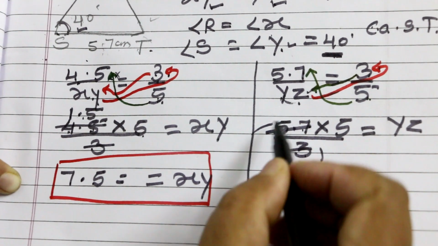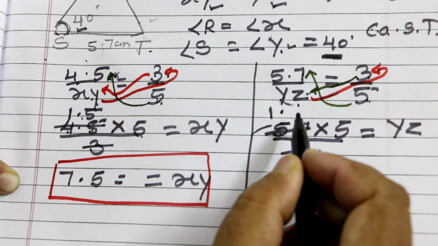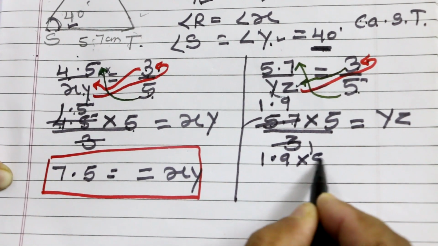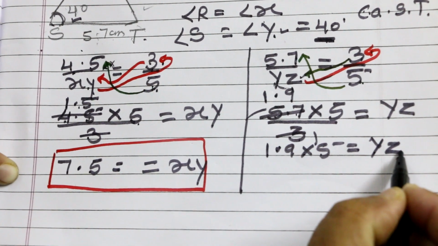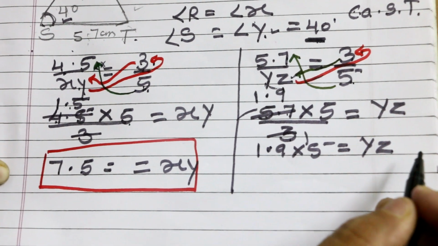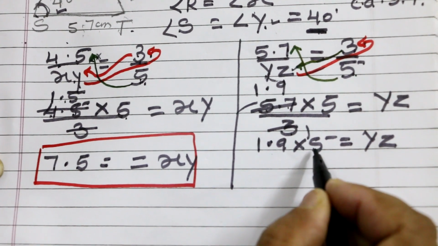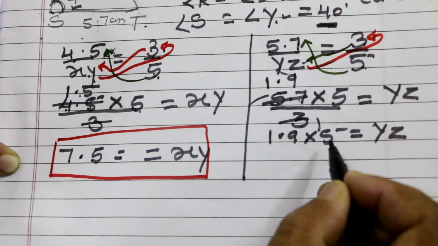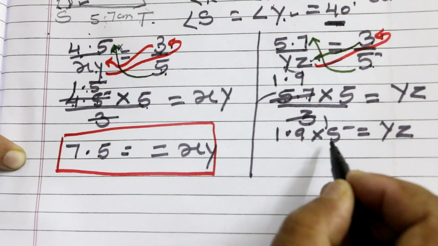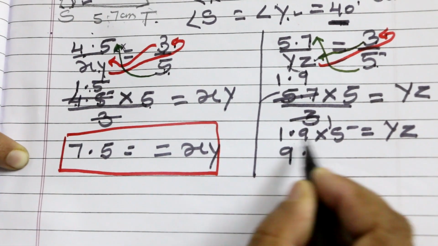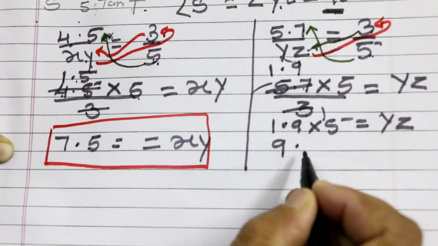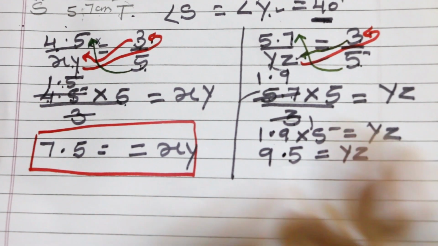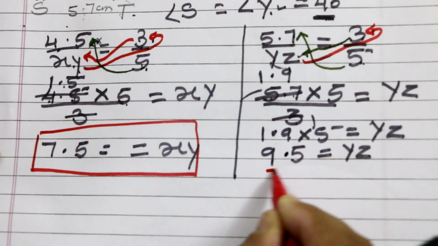3 ones are 3, and 3 nines are 27. So 1.9 into 5 is equal to YZ. So we are getting 19 fives are 95, and point after one digit, 9.5, which is equal to YZ. So we got YZ also. This is the YZ value.